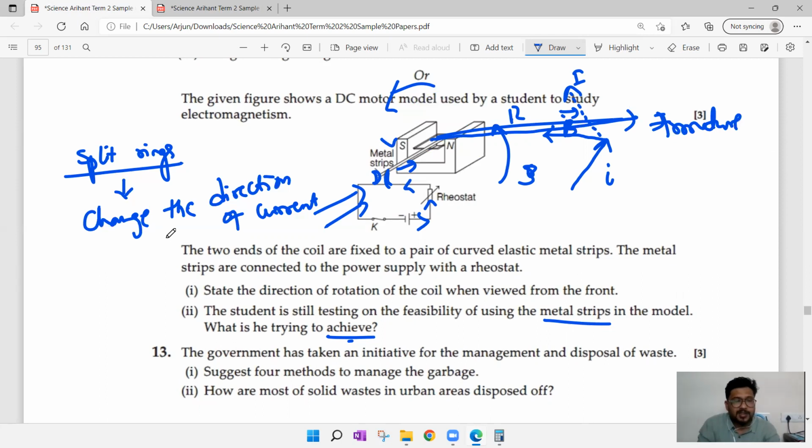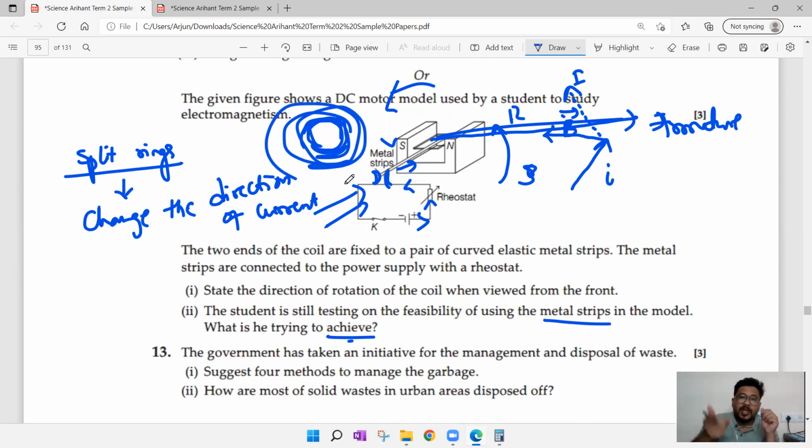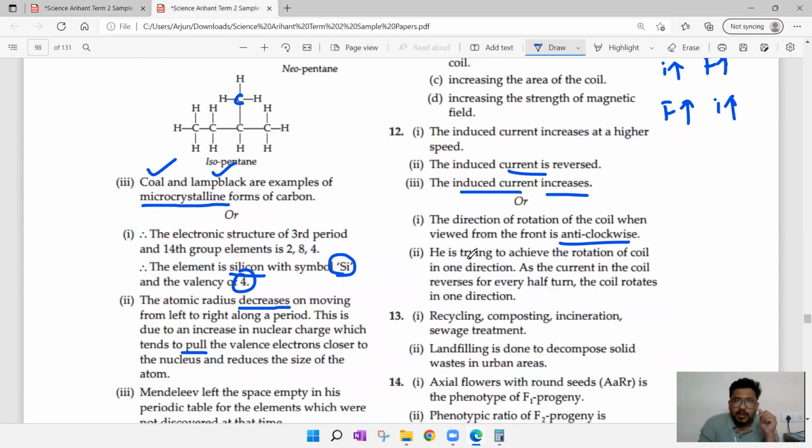If there are no metallic strips, no split rings, then what happens? Half turn clockwise, half turn anti-clockwise, half turn clockwise, half turn anti-clockwise. Like that, it will keep fluctuating. To achieve continuous rotation in the same direction, we have to use split rings. So the answer: he is trying to achieve rotation of the coil in one particular direction. As the current in the coil reverses for every half turn, the coil rotates in one direction. If there is no split ring, it will fluctuate like that. That is the thing.